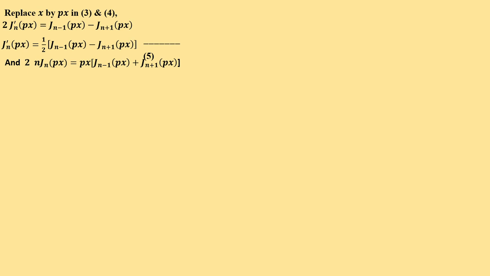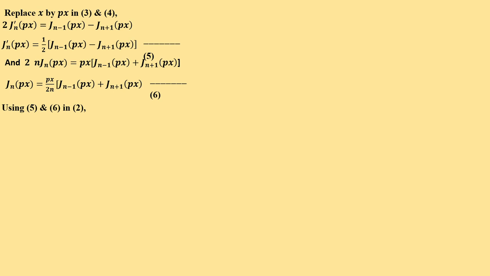And the second one: 2n into Jn of px is equal to px into Jn minus 1 of px plus Jn plus 1 of px. So dividing both sides by 2n, on the left hand side 2n in the numerator and 2n in the denominator cancel. You will get Jn of px is equal to px by 2n into Jn minus 1 of px plus Jn plus 1 of px. That is equation number 6.